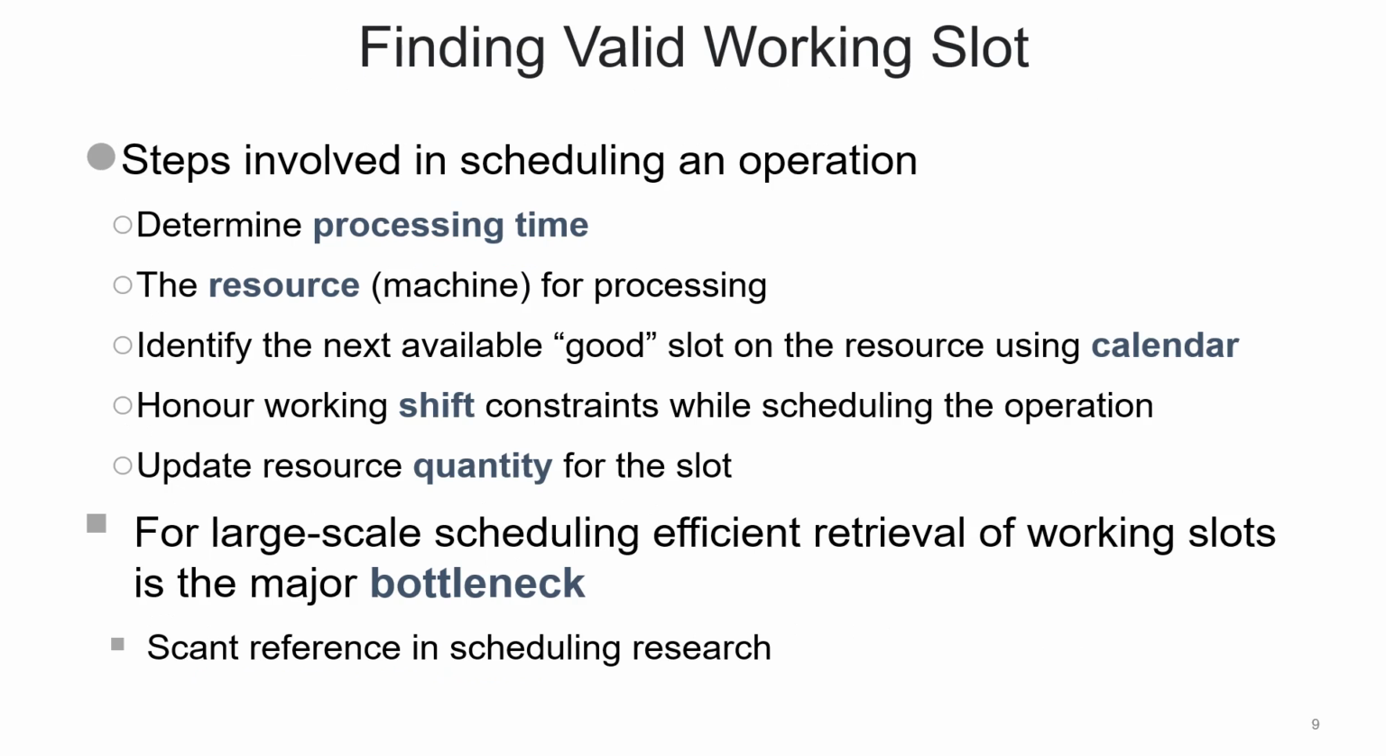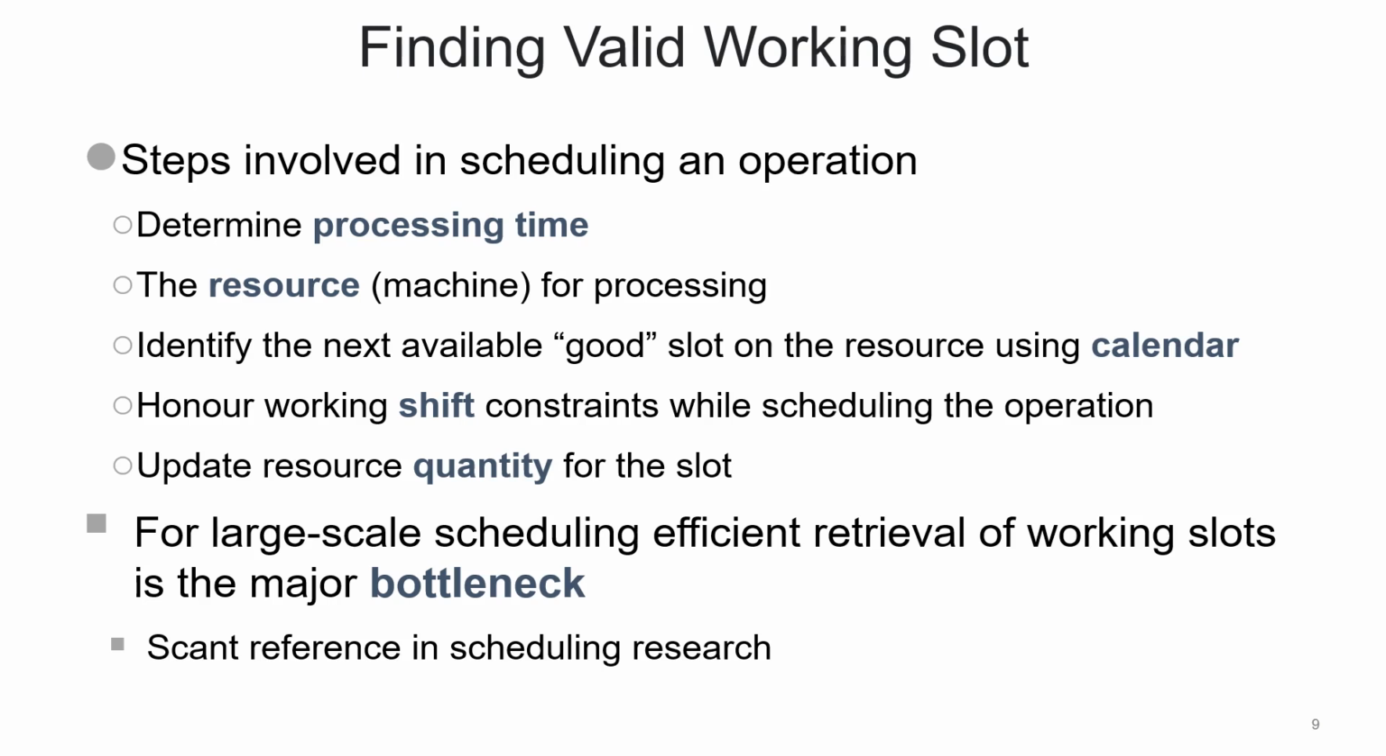Steps involved in scheduling an operation are: we determine the processing time of an operation and the resource that is required for processing the operation. Then we have to identify the next available good slot using a calendar, honoring the shift constraints, and also we need to update the resource quantity.